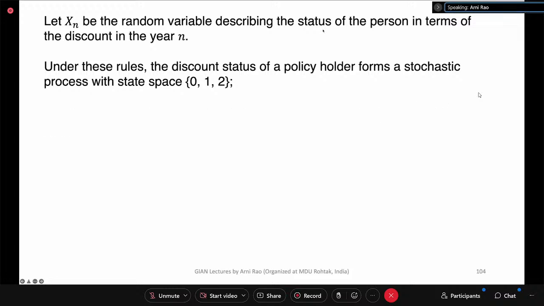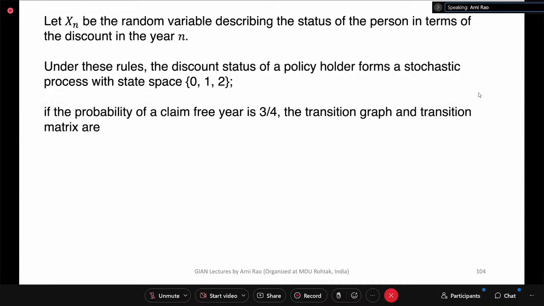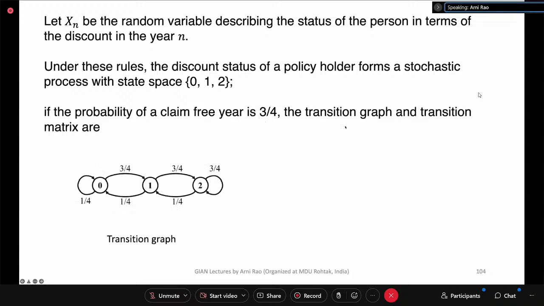So unless these rules of discount, the discount of policy changes, unless there is another new policy that comes within the year, based on the information given, there are only three states in the state space: 0, 1, 2. So 0 means no discount, 1 means 25% discount in the next year, 2 means 50% discount. So the probability of the claim is 3/4. Claim free year means 3/4, the probability is given to us, probability of transition. That means each year you see state 0, state 1, state 2, 0 to 3/4. So the remaining balance is 1/4 to come back.